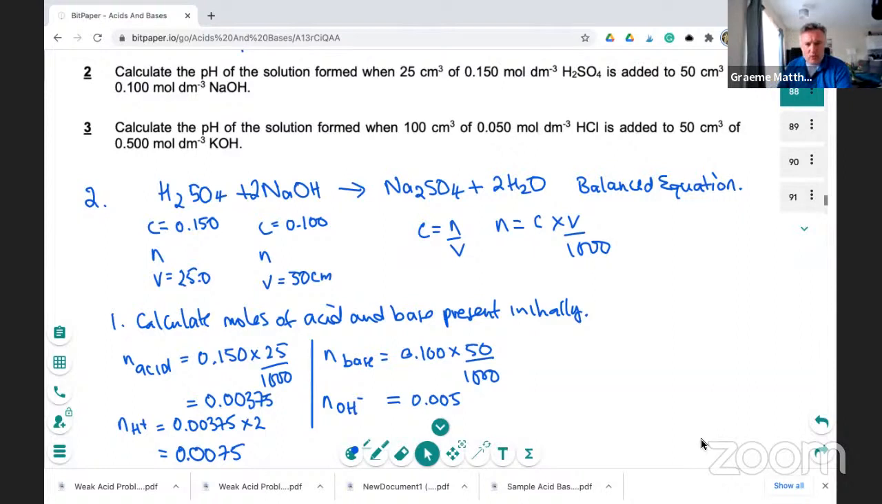Let me move my video link button out the way here so we can see what's going on. Too many video link buttons and controls here.